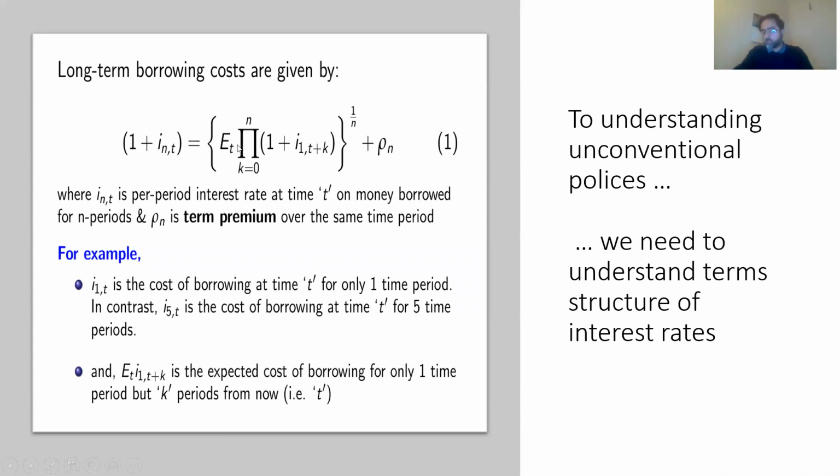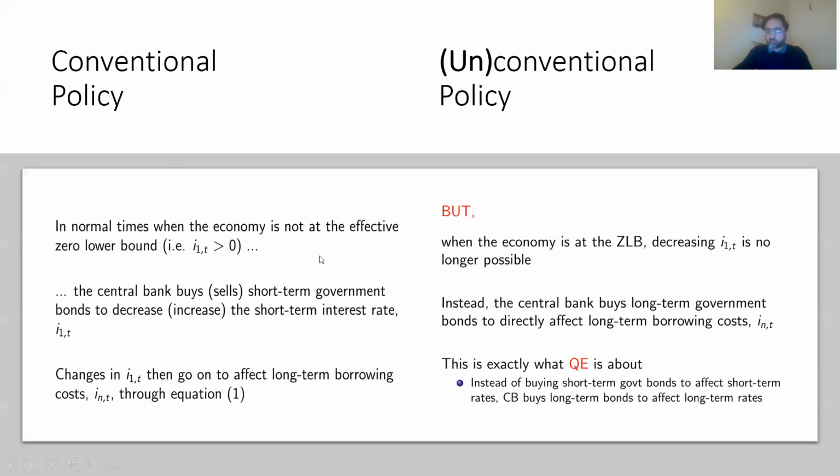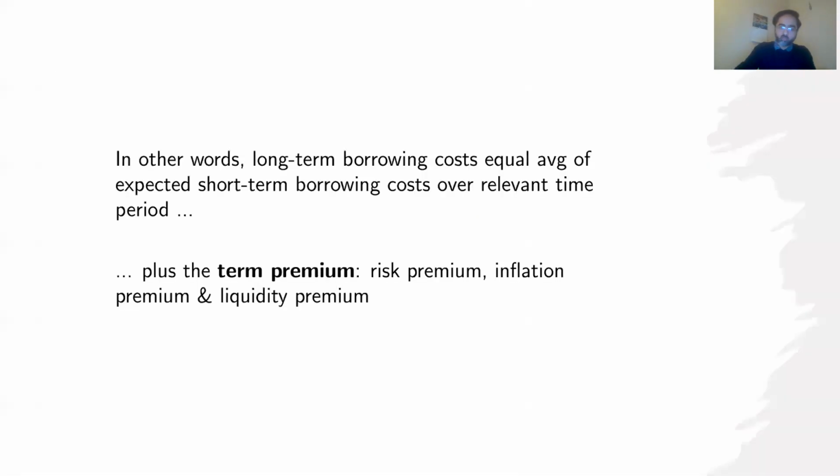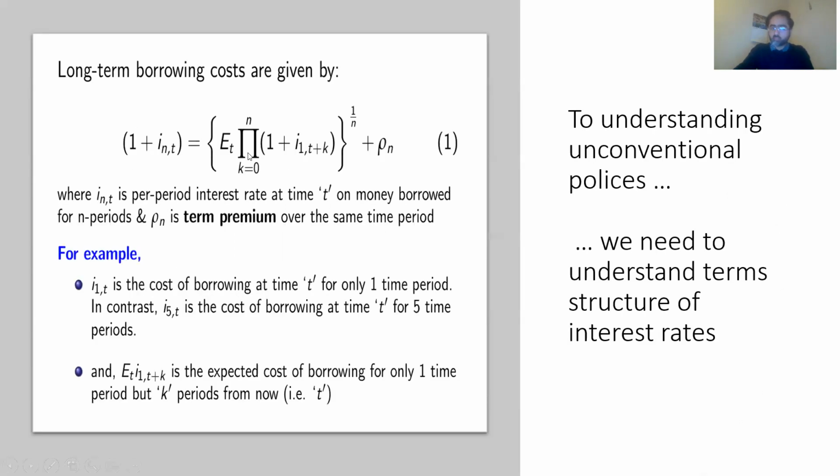Now the key thing over here is what the central bank normally does in normal time periods, by which I mean when the short-term interest rate is not equal to 0, it's not at the 0 lower bound. The central bank simply controls the short-term interest rate, either increases it or decreases it. And that then goes on to affect the long-term interest rate as well. By controlling short-term borrowing costs, the central bank is able to influence long-term borrowing costs. And the long-term borrowing costs then matter for investment decisions or consumption decisions.